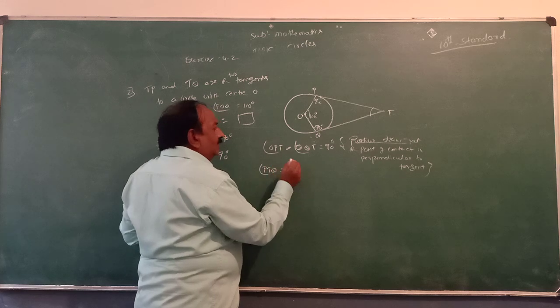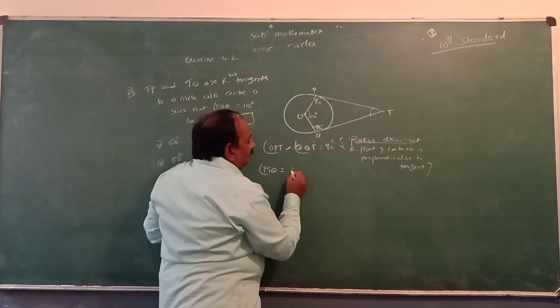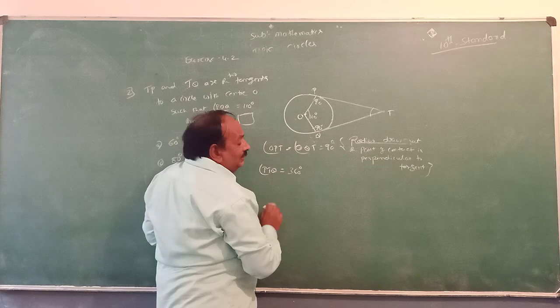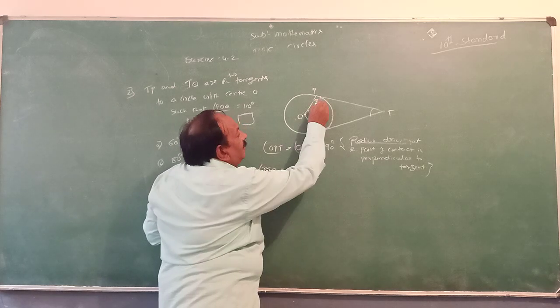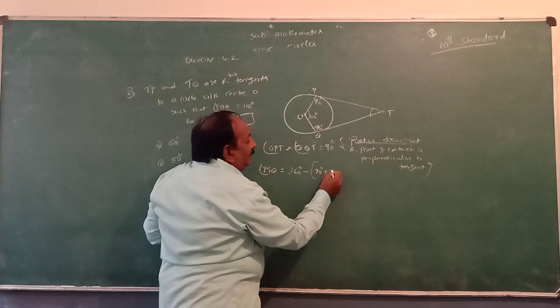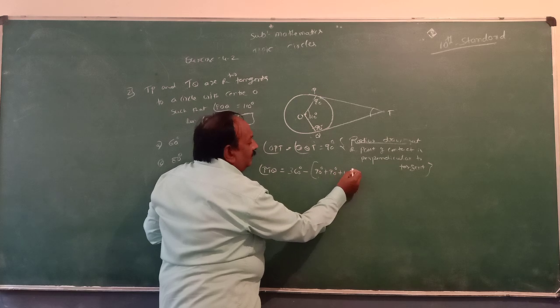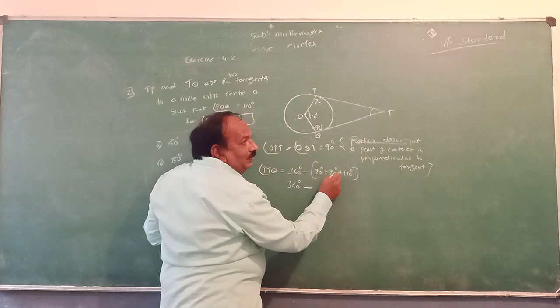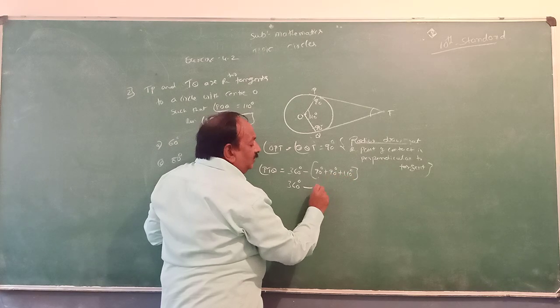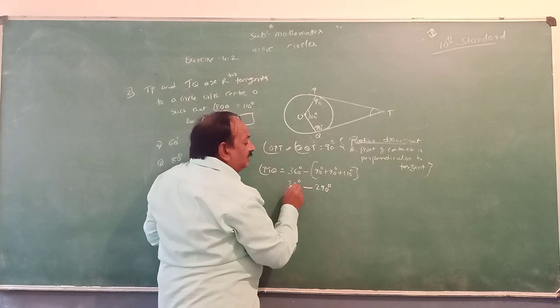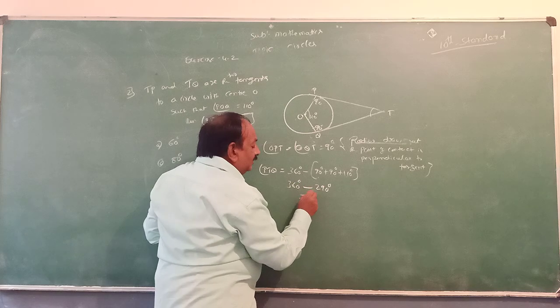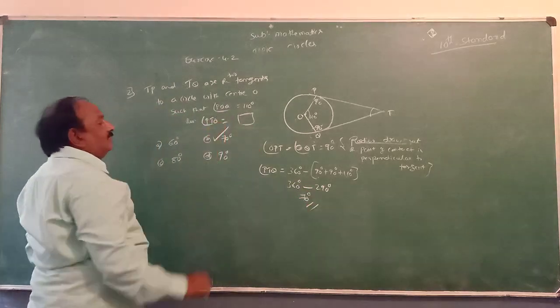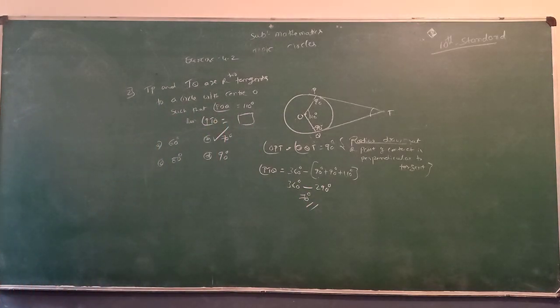Angle PTQ is equal to, it is a quadrilateral. The sum of four angles of the quadrilateral is 360. 360 minus (90 plus 90 plus 110). 90 plus 90 is 180. 180 plus 110 is 290. 360 minus 290 is equal to 70 degrees. Your answer is option B.